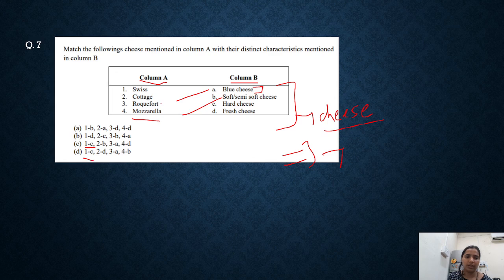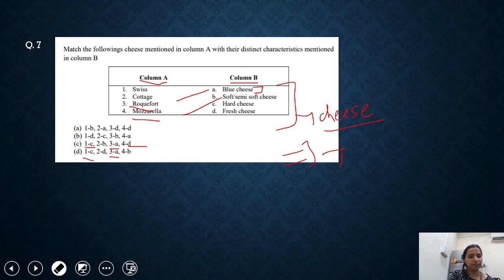Okay, and we must know at least blue cheese is different, so you can learn it. This is a Roquefort. So for third, this is a blue cheese, and this mozzarella is semi-soft cheese. Okay, sorry. So for this mozzarella is B. So fourth one is B, and second for cottage it is fresh cheese. So for this question answer is D.